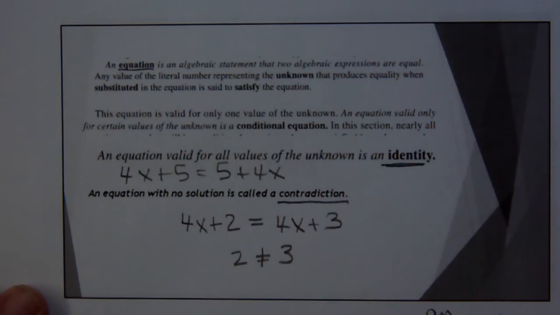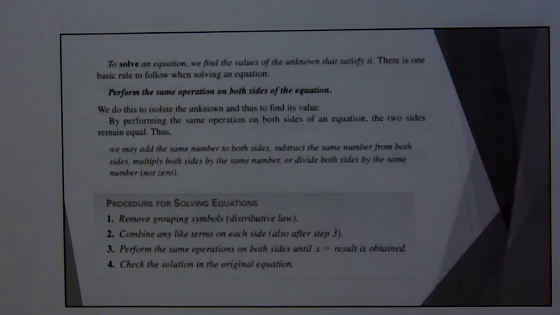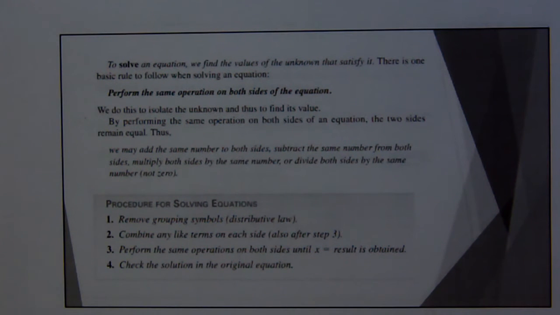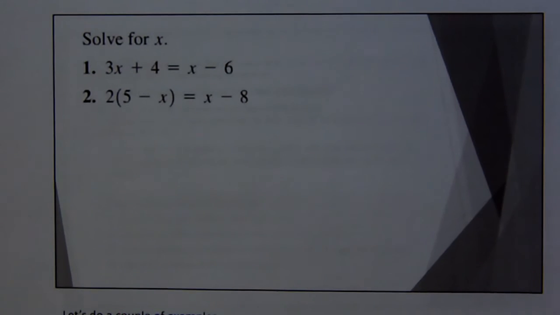The kind we most often encounter are called conditional equations. And these equations are only true for certain values of x. The approach to solving a conditional equation is to simplify, collect like terms, isolate the term containing the variable of interest, and solve. The primary tool is maintaining equality by doing the same thing to both sides of the equal sign. Let's do a couple of examples.